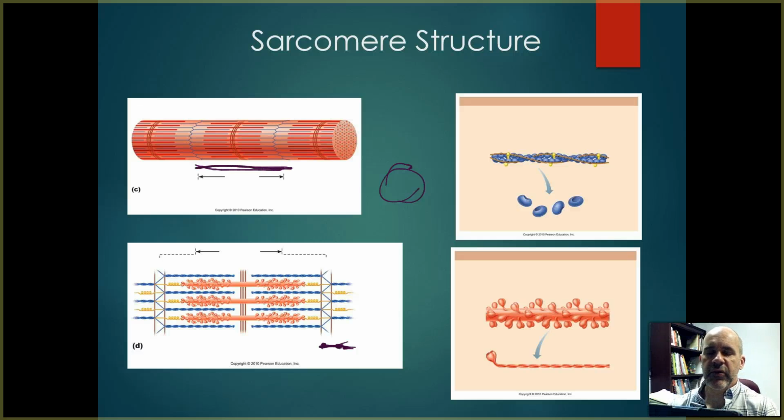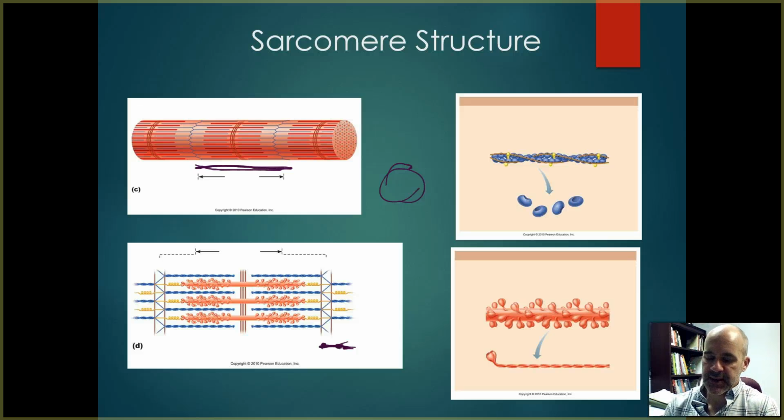All right, between those two zigzagged blue lines, those are called Z lines, and those are anchoring points for the protein fibers within a sarcomere. But everything between those two zigzagged blue lines there is considered to be a sarcomere. So a whole myofibril is just a bunch of repeating sarcomere units.